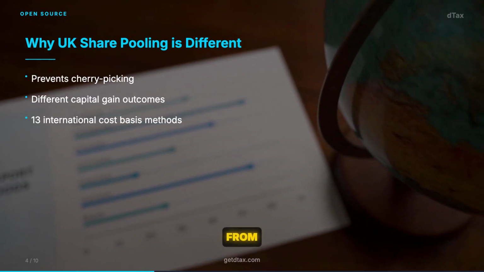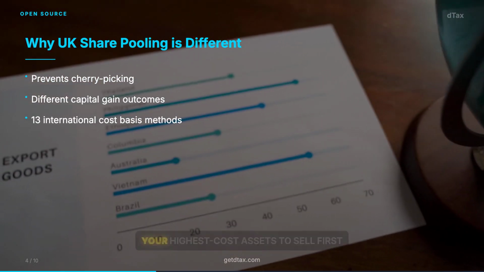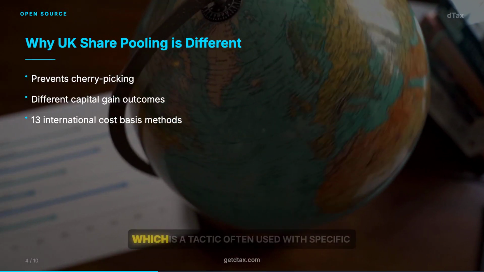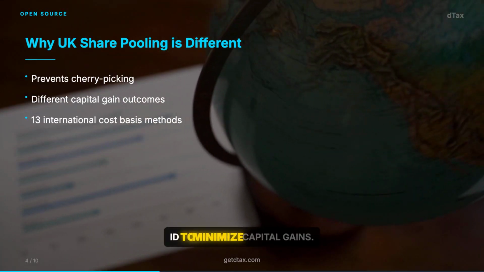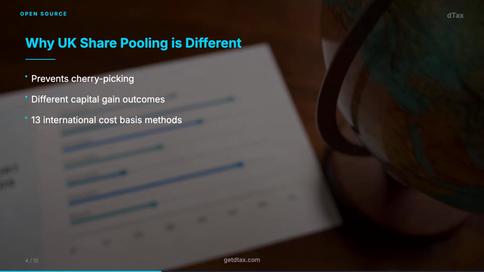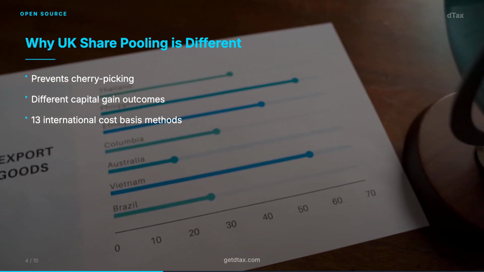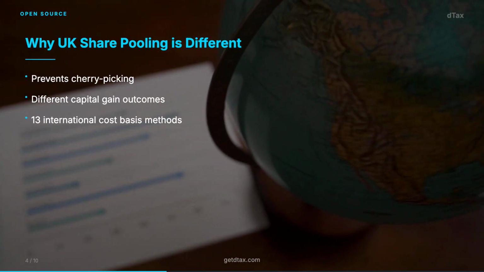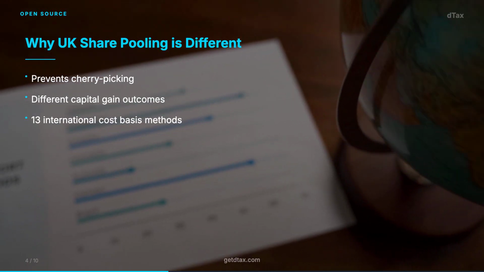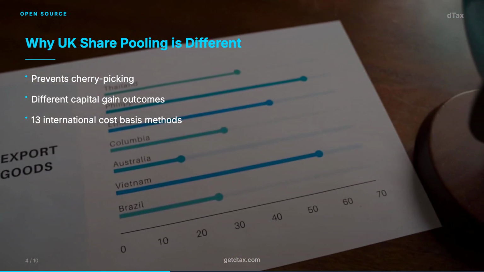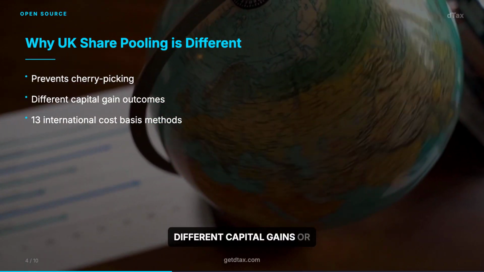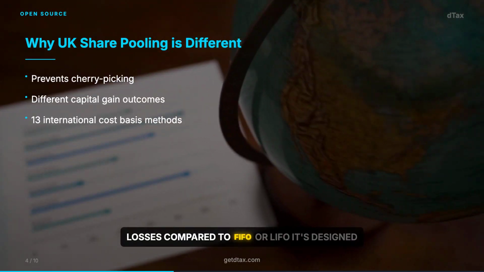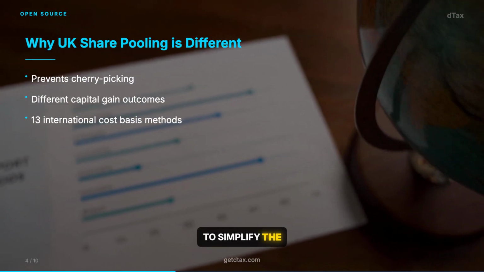Imagine you buy 2 ETH at £1,000 each. Your ETH pool now has 2 ETH with a total cost of £2,000. A little later, you buy 3 more ETH at £1,500 each. Now your ETH pool has a total of 5 ETH, and your total pooled cost is £2,000 plus £4,500, which equals £6,500. Now let's say you decide to sell just 1 ETH.